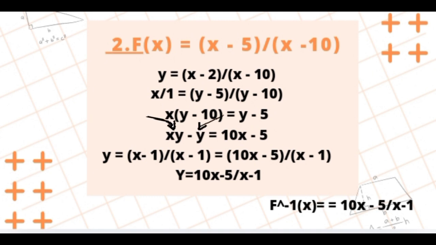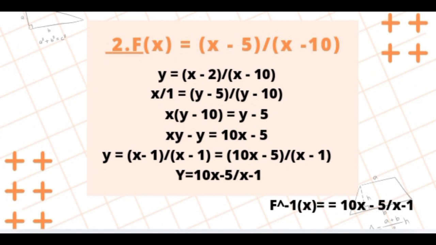Now the goal is to get all the y terms on one side, so we're going to move the y terms together and everything else to the other side. And then we subtract y from both sides: xy minus y equals 10x minus 5. Now factor out the y on the left side, and divide both sides by x minus 1. So we now have y equals 10x minus 5 over x minus 1. And that's it. We've found the inverse of the function.